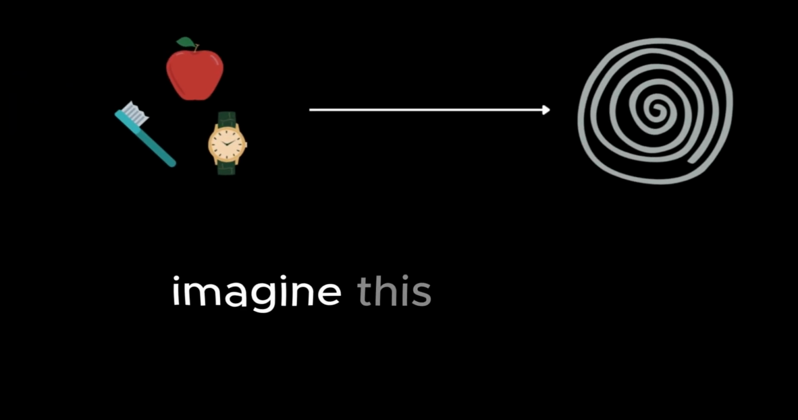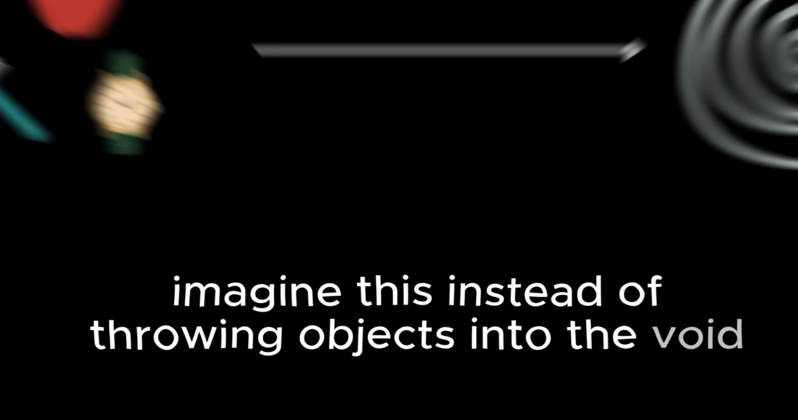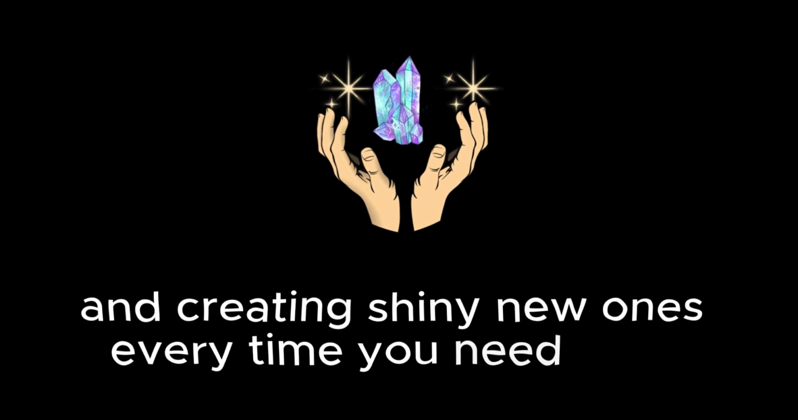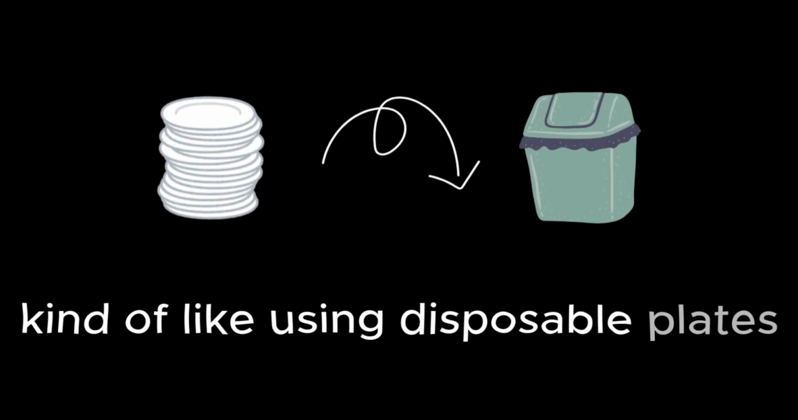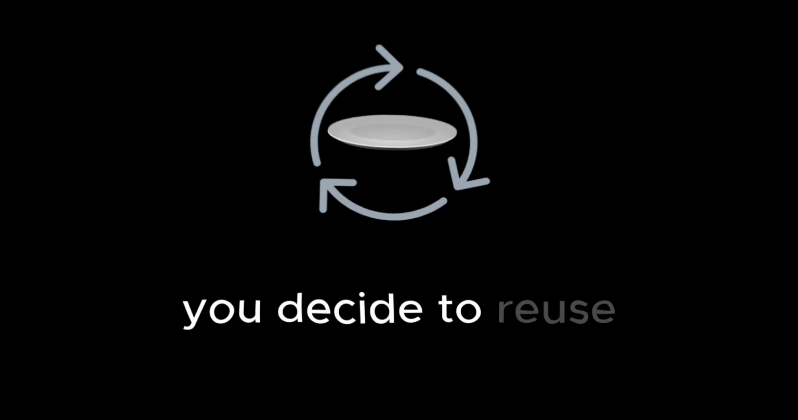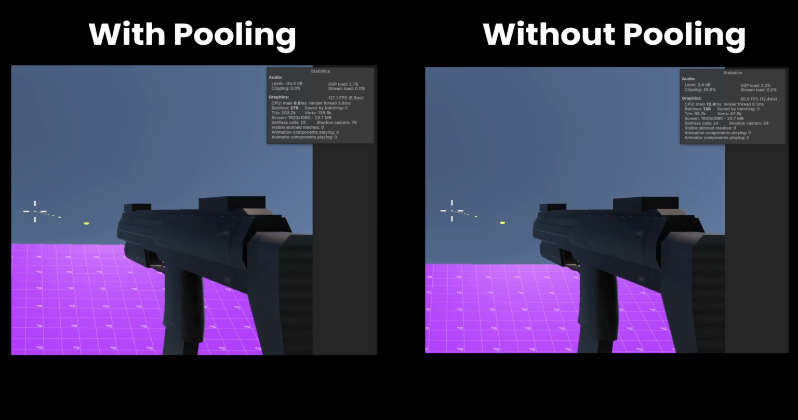So, what exactly is object pooling? Imagine this. Instead of throwing objects into the void and creating shiny new ones every time you need them, kind of like using disposable plates at an all-you-can-eat buffet, you decide to reuse the plates instead. Genius, right? That's basically object pooling, but for your game. In game dev terms, object pooling is a technique where we pre-create a bunch of objects, keep them in a pool, and reuse them whenever needed. This way, we avoid the heavy lifting of creating and destroying objects during gameplay.